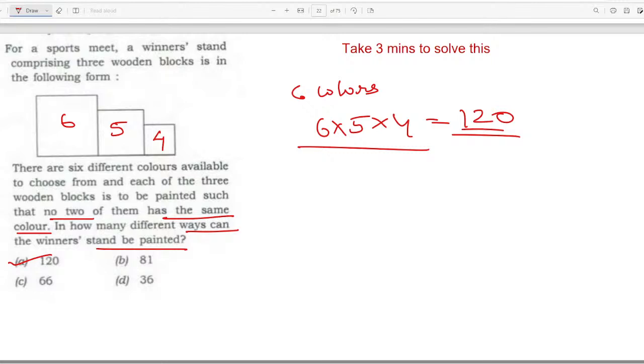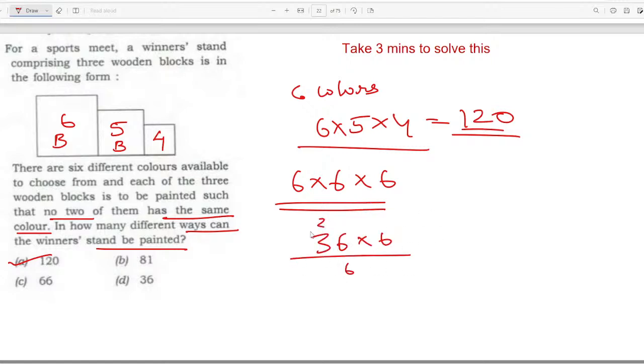See, if colors are repeated, then if you are using blue color here and you are allowed to use blue color again, the number of possibilities would be 6 into 6 into 6. That would be 6 6s are 36, and 36 into 6 is 216 ways. Since repetition is not allowed, you get only 5 possibilities here, whereas with repetition there will be 6 possibilities in all the boxes.